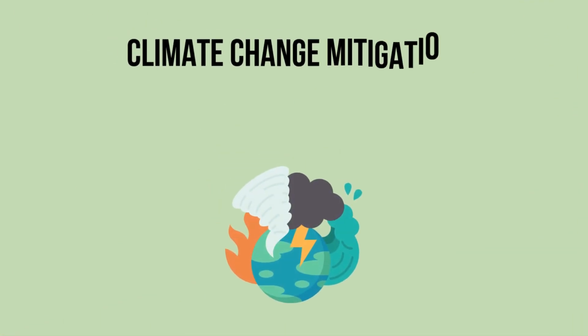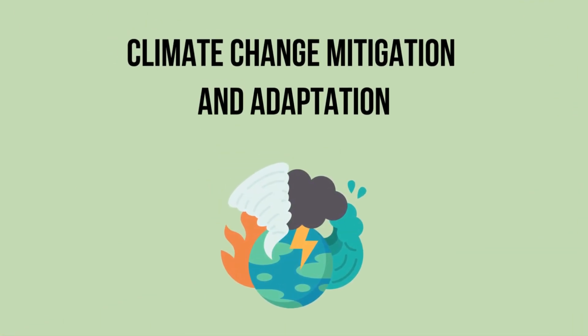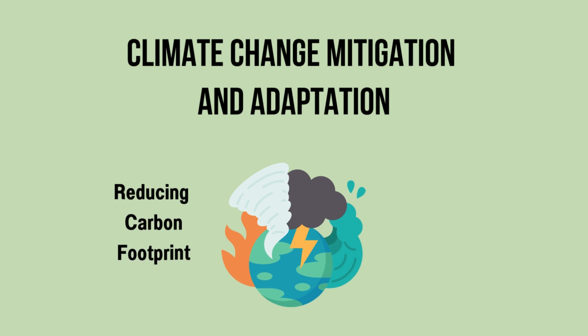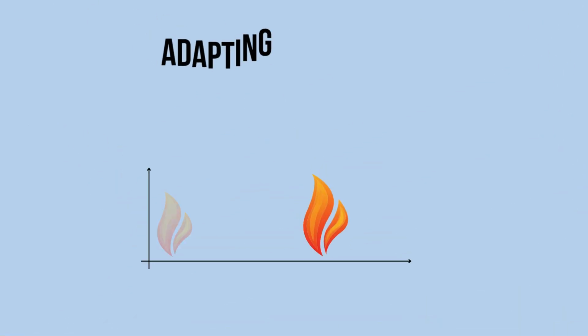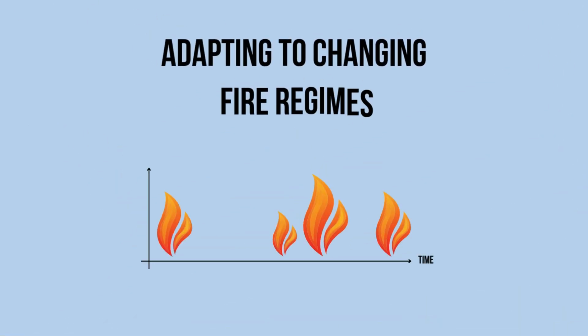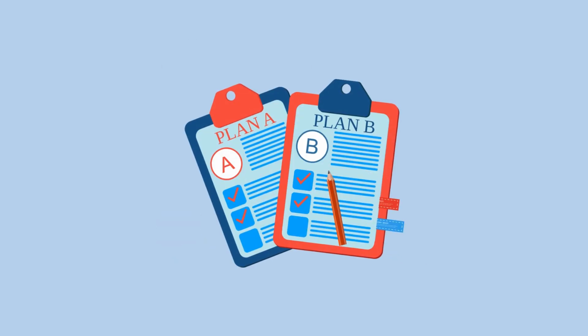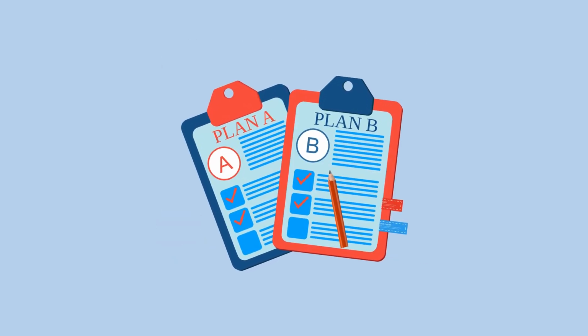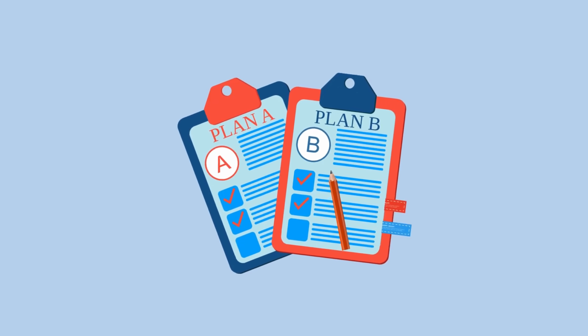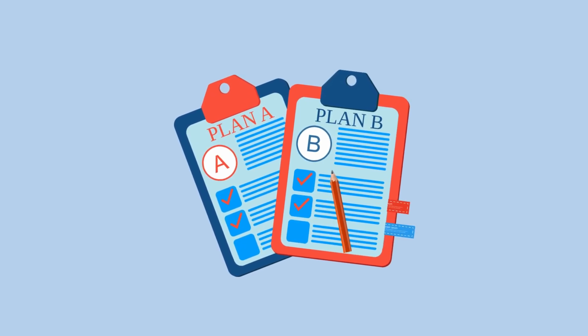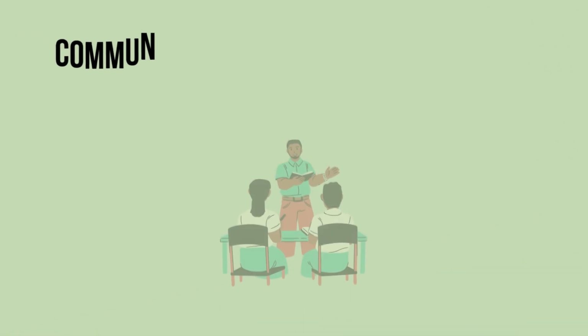Climate change mitigation and adaptation. To address fire risks worsened by climate change, one strategy is reducing carbon footprints through practices that lower greenhouse gas emissions and help stabilize the climate. At the same time, it's important to adapt to changing fire regimes. This may include updating management plans and selecting plant species for reforestation that are more resilient to projected climate conditions.